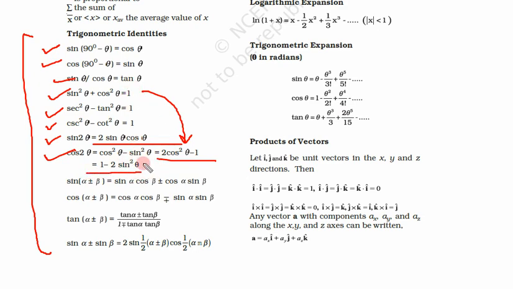Using this identity into this. Because what is the value of sin square theta? Sin square theta is 1 minus cos square. So minus minus becomes plus, 2 cos square theta minus 1 or 1 minus 2 sin square theta. So write all these. Sin alpha plus beta or alpha minus beta.